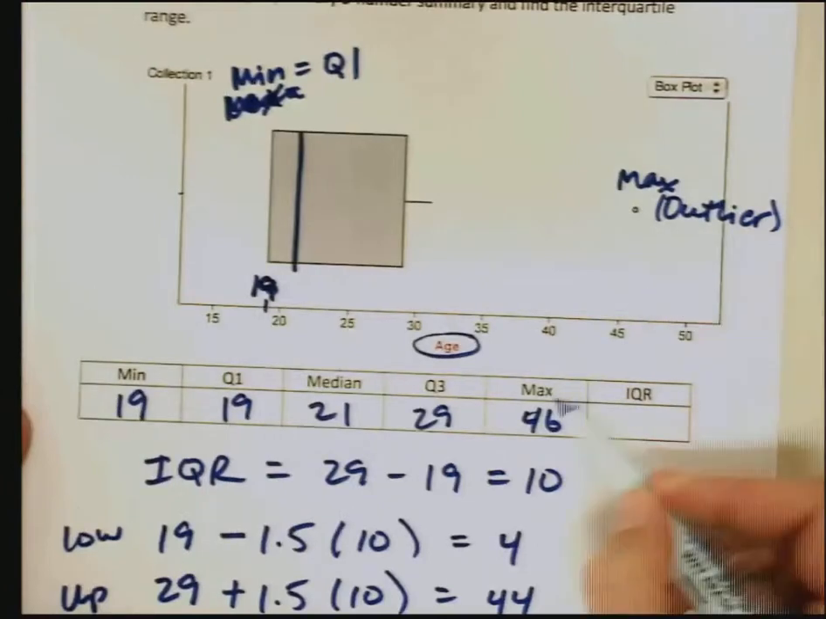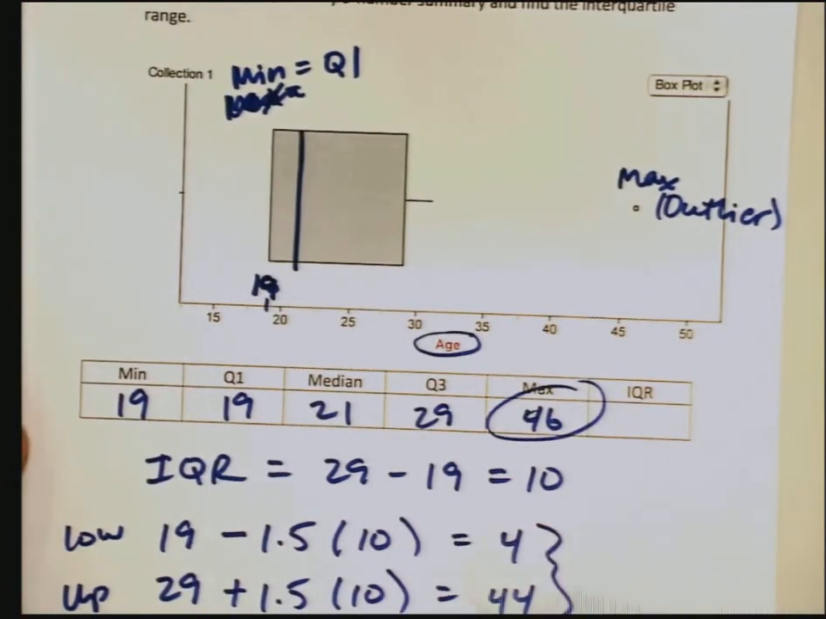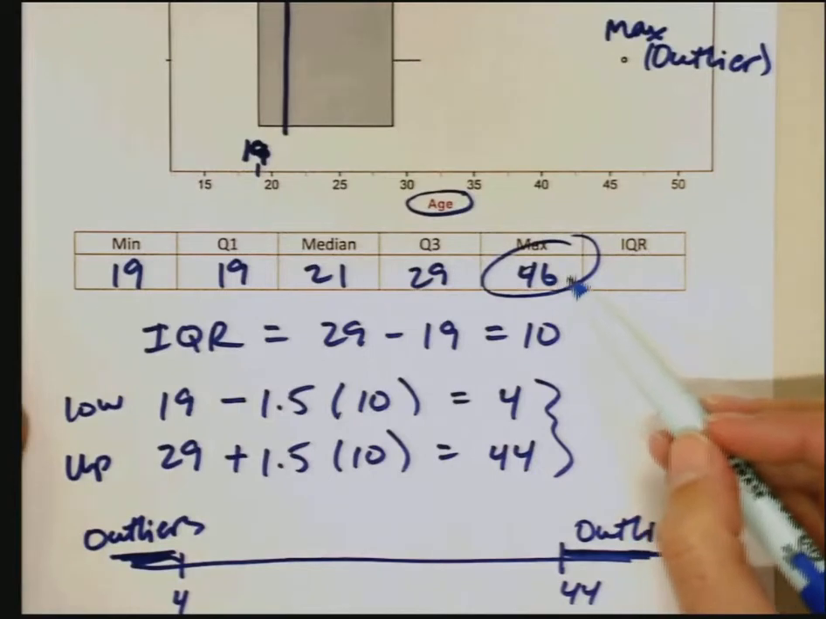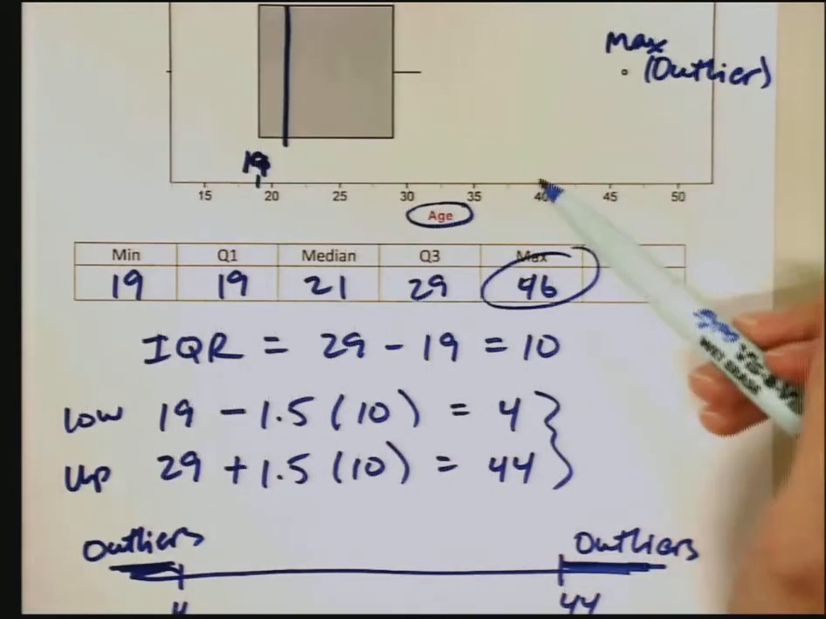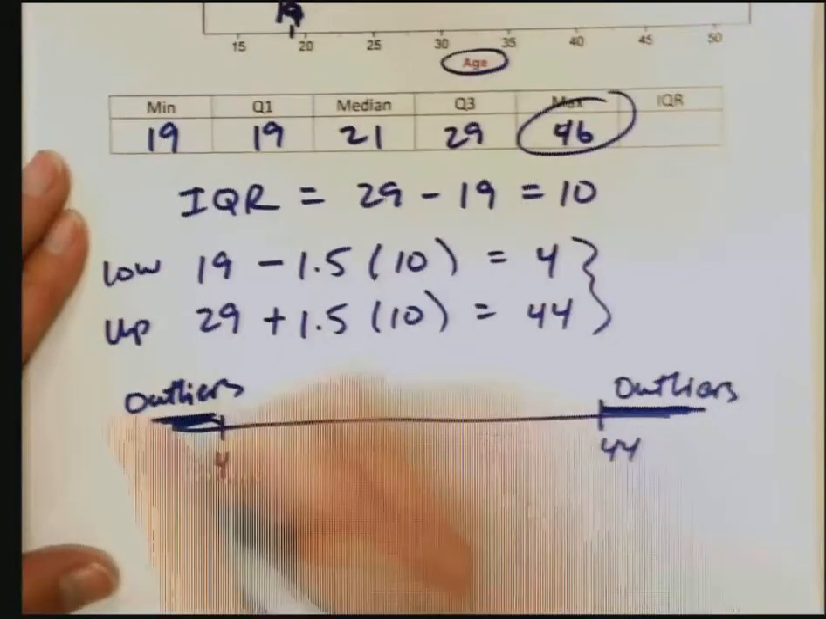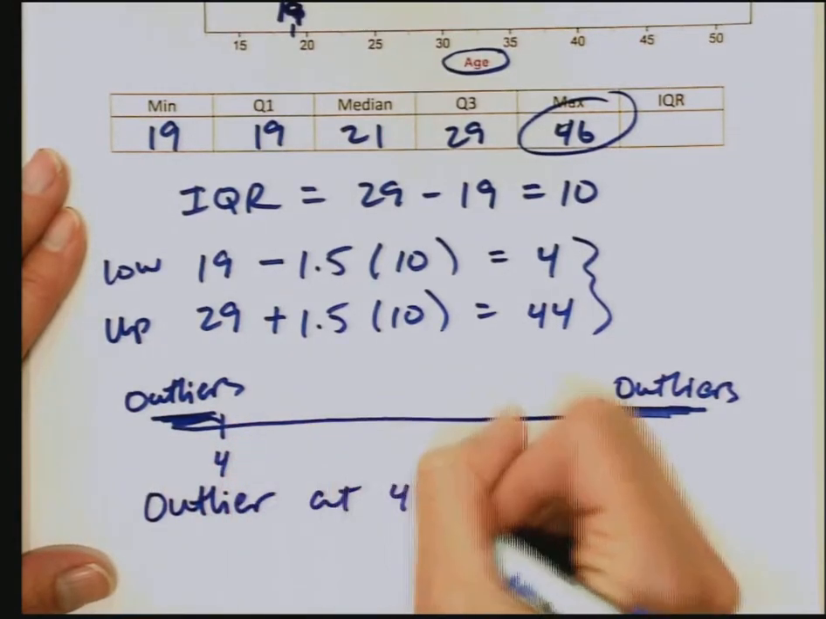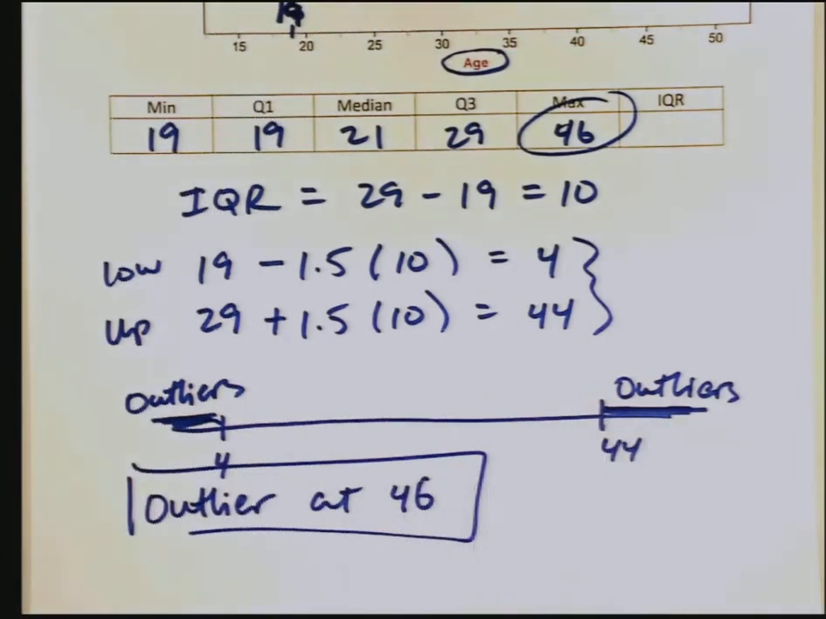Our maximum value of 46 is an outlier because it's outside of 44. So we do have an outlier in this case, and it's that 46. I thought it was interesting how my computer program notes that as a dot, but in your textbook you would just draw the line all the way up there. So I'm going to go ahead and say that we do have an outlier at 46. Okay, and that does it for the quartiles and box plots.